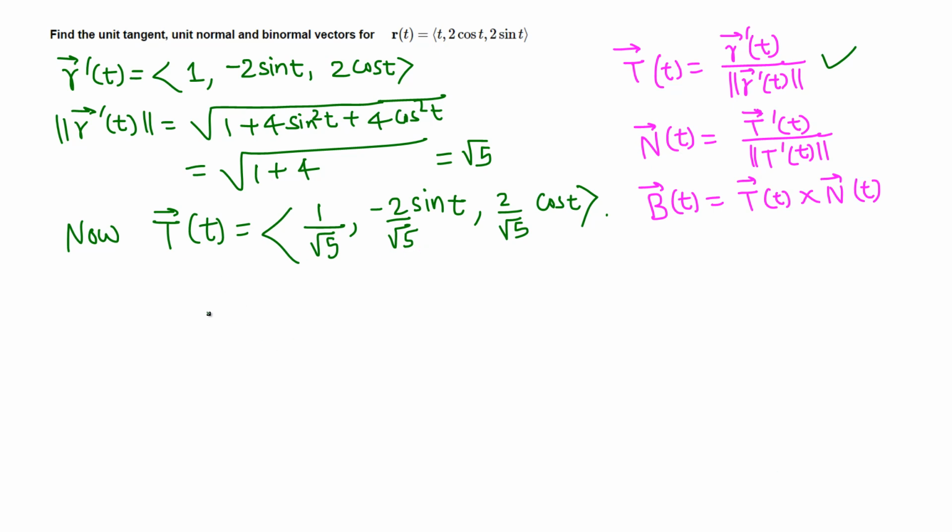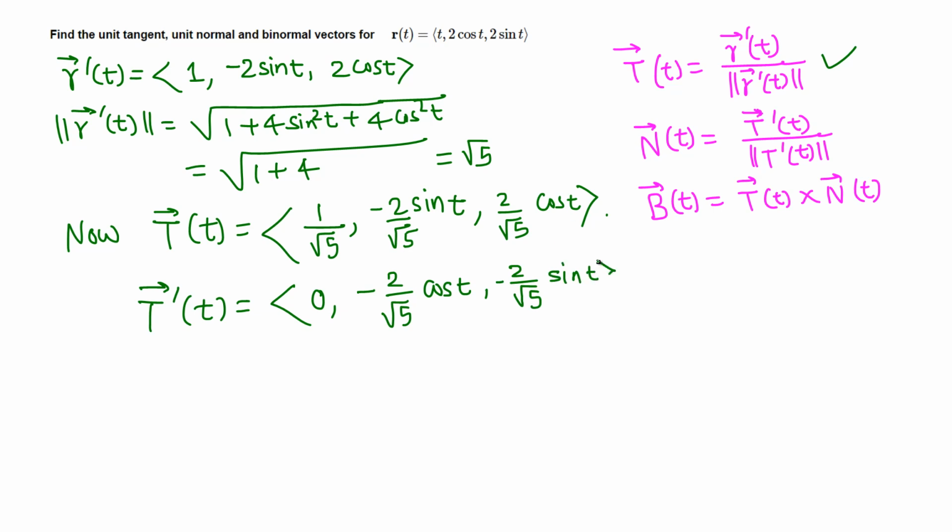Let's find the derivative here. So T prime of t is equal to, derivative of this constant is 0. Constant survives. Derivative of sine is cosine, so negative 2 over root 5 cosine t, comma, 2 over root 5, derivative of cosine is negative sine t. Now we need to find its magnitude, and when we divide this derivative of the unit tangent vector by its magnitude, then we get the unit normal vector.